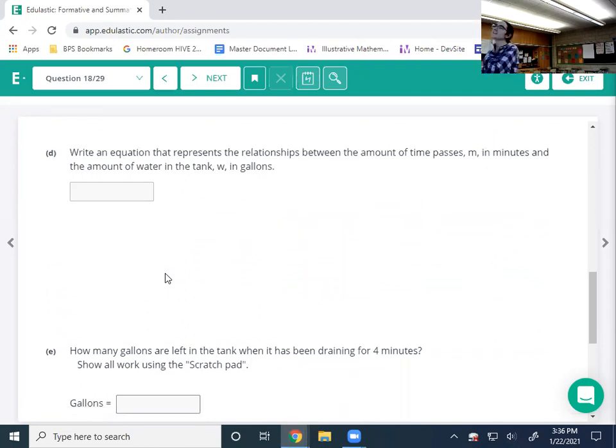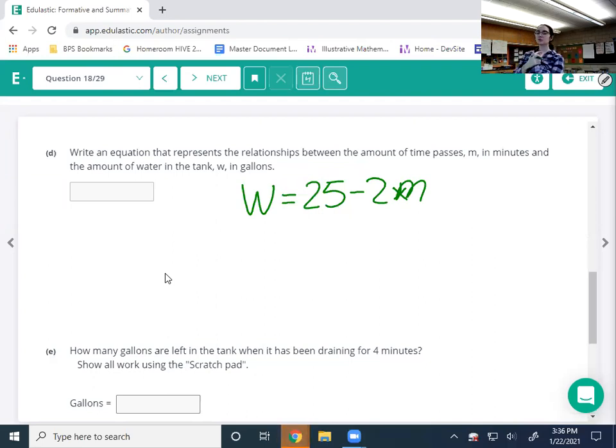Okay, so we had to write the equation for the relationship between the time passing. We already talked about that. We said W is equal to 25 minus 2x, because for every minute that passes, we lose 2 gallons from that original 25 gallons. 25 minus 2m is equal to W. If you were to write it like this, 25 minus 2m equals W, that means the same thing. If you were to use the variables x and y, that would also be accepted as well.